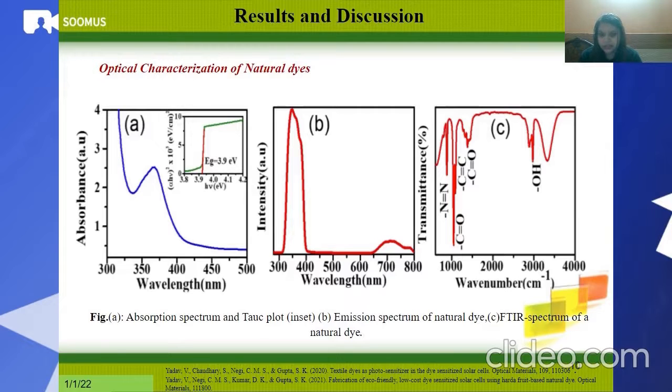And the next one is photoluminescence spectroscopy, which gives the emission spectrum of the natural dye. And we know that photoluminescence properties are equally important in selecting the appropriate photosensitizer material for DSSC. The steady state photoluminescence spectrum of the natural dye is shown in the figure, which corresponds to the absorption peak in UV-visible spectroscopy.